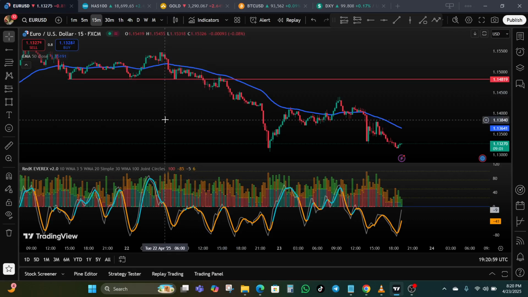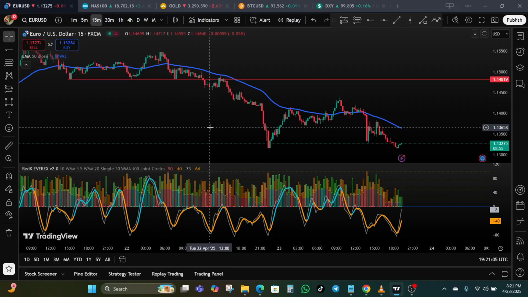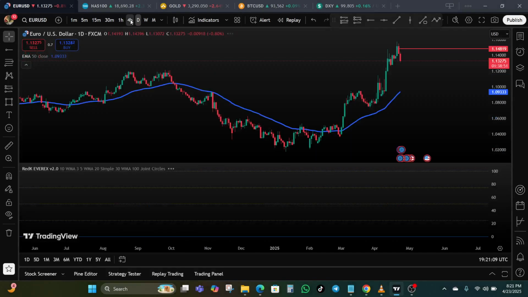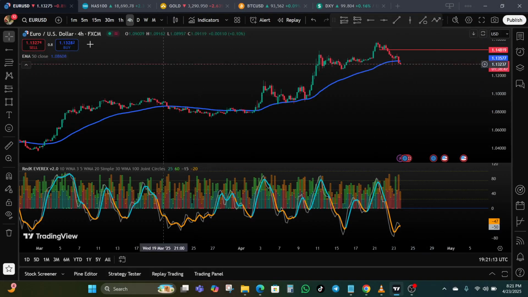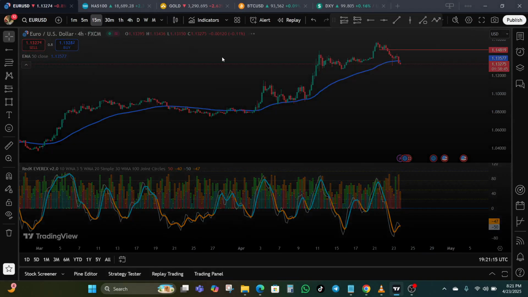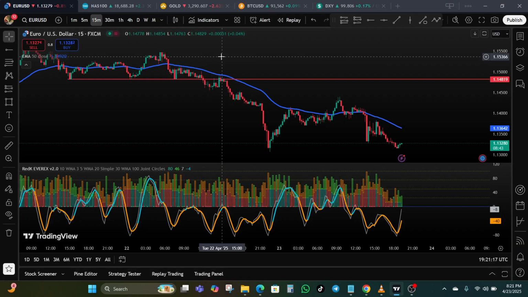On higher time frames, it can reveal major accumulation or distribution zones. If you're on a higher time frame, it can help you to recognize major accumulation and distribution zones. Then if you go to the lower time frames, it's great for spotting scalping opportunities and fake breakouts.